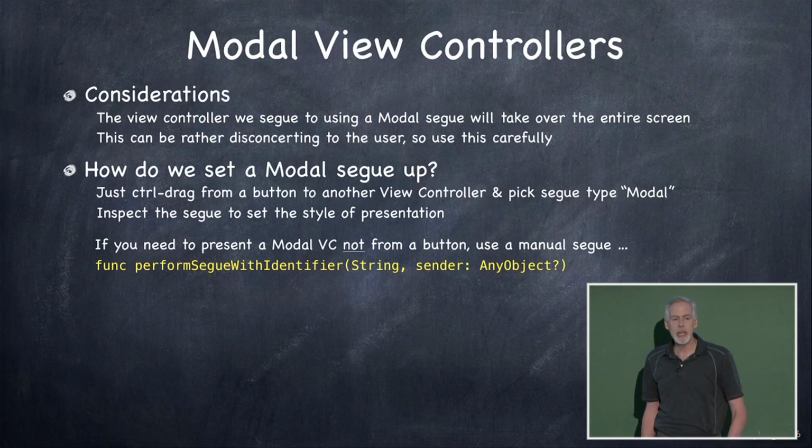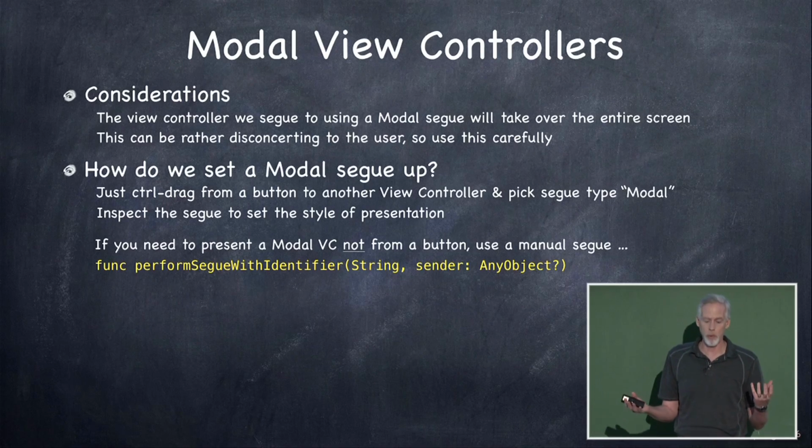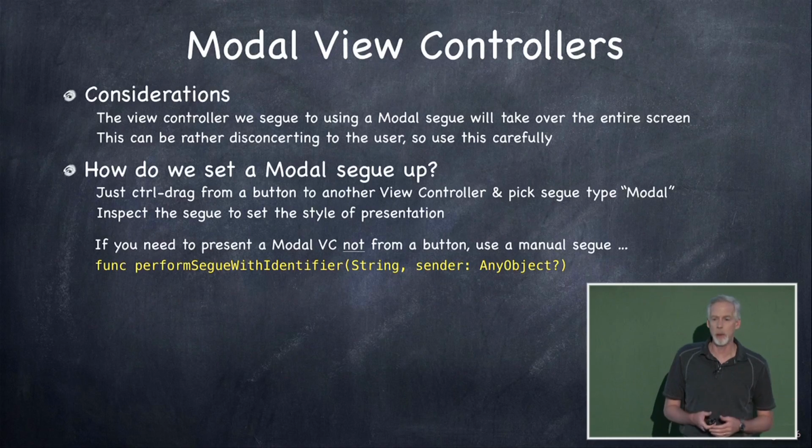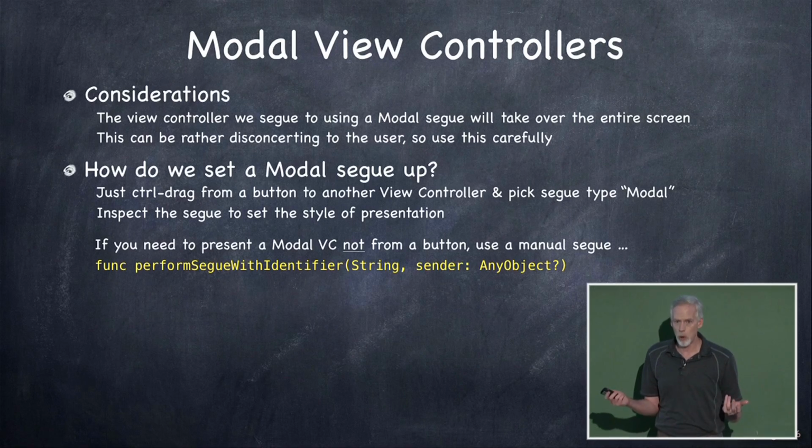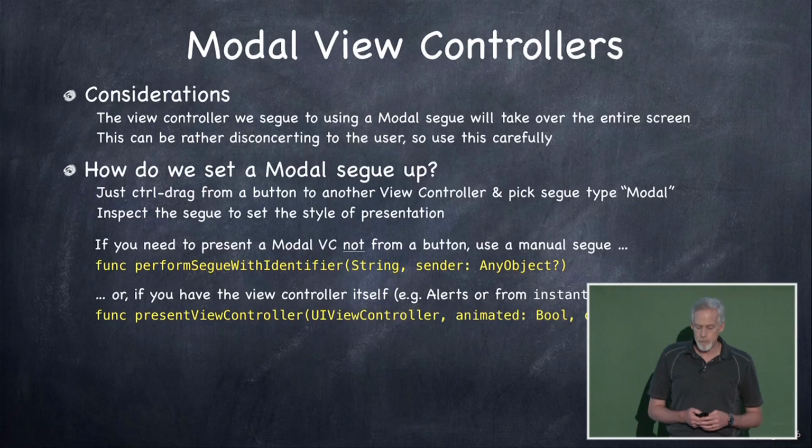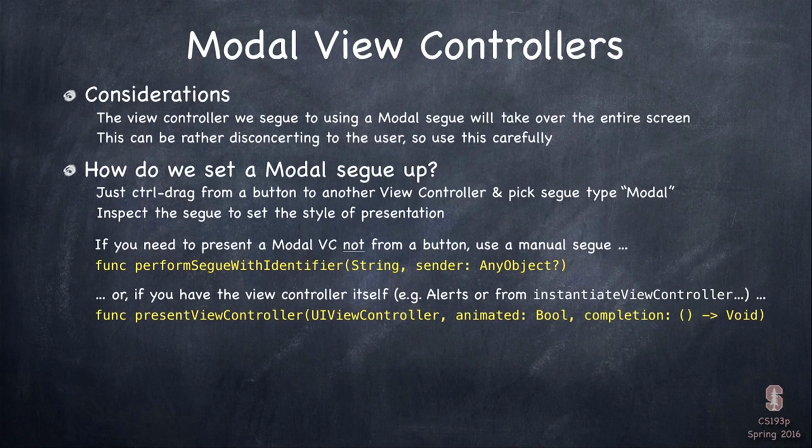All right. If you want to present a modal MVC not from a button, okay, or from a bar button item, you want to do it from something else, of course, you can present it using the normal perform segue with identifier from your code. We've seen a couple of examples of that in the demos, and of course, modal, you can do that as well. You also, if you have a view controller in your hand, you actually have an instance of a view controller, like remember alert view controller, right? You say new alert view controller and you get one. Now you have one. You can put it up using this method right here, which we actually saw in one of the other demos, alert demo there.